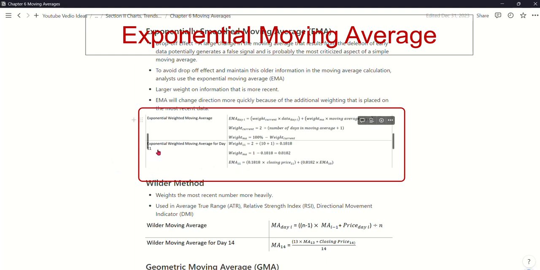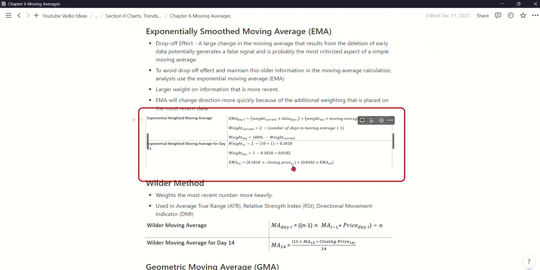We are calculating the exponential weighted moving average for day 11. There are four components in the exponential weighted moving average. Number one, we have a weight for the current price. Number two, we have the current closing price. And number three, we will calculate a weight for the past prices or past EMA, and we'll have a past EMA or last EMA, whatever it is.